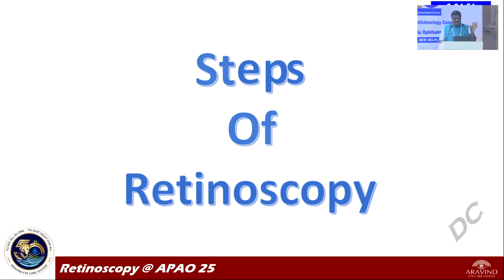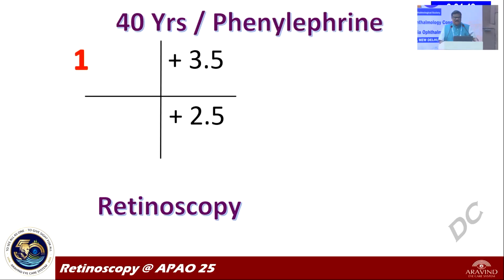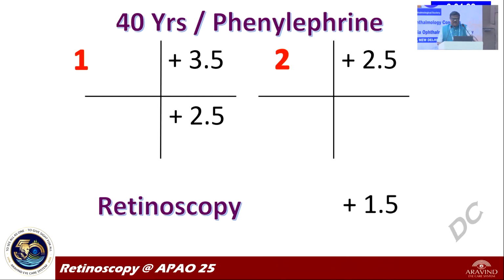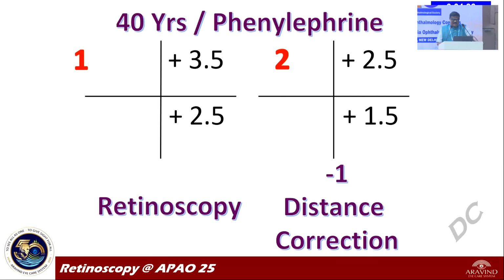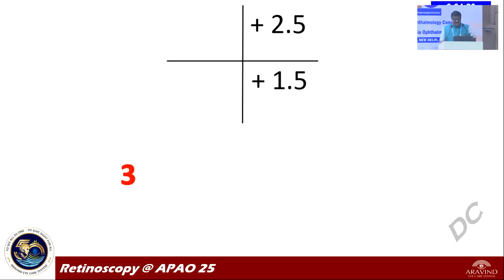So we will teach normally 8 steps of retinoscopy. This is what you get out of your retinoscopy. This is called the power cross or the retinoscopy value. At 90 degrees it is plus 3.5 and at 180 it is plus 2.5. Then you sit at a distance of 1 meter, then you make a correction of minus 1. Plus 3.5 becomes plus 2.5, and 2.5 becomes plus 1.5. This is the distance correction. Supposing minus 3.5, you put minus 1, it will become minus 4.5. Just remember that. So this is the first step, then the second step.